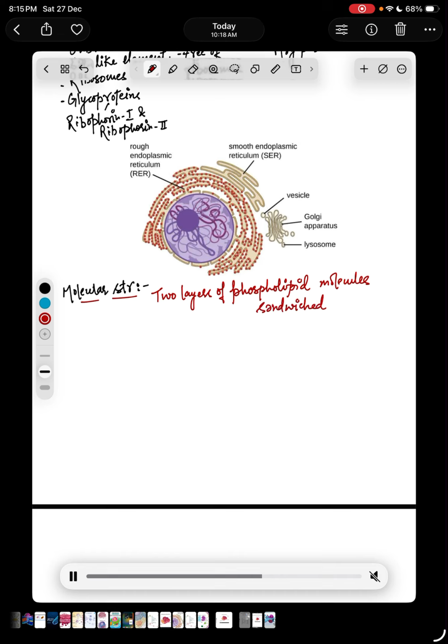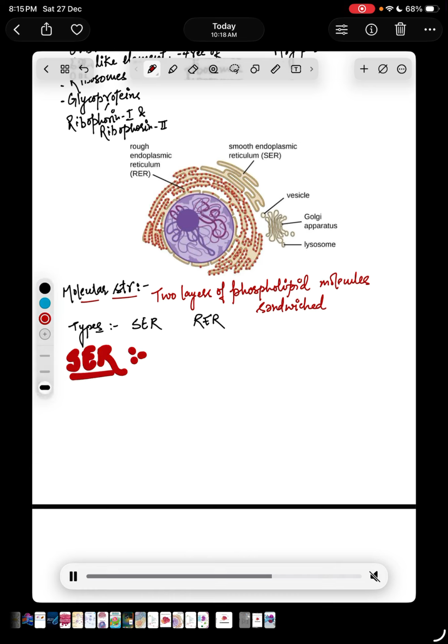Now looking at types of ER, there are basically two types of endoplasmic reticulum. One is SER and the other is RER. SER is smooth endoplasmic reticulum and RER is rough endoplasmic reticulum. Now we will study SER, what makes it smooth, and its functioning and its structure.